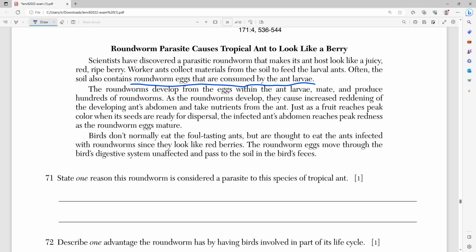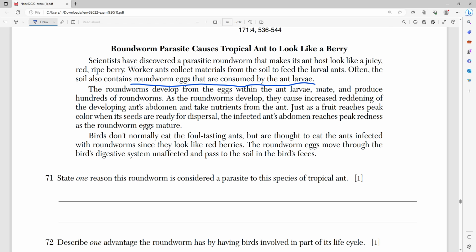The roundworms develop from the eggs and eat the ant larvae, mate, and produce hundreds of roundworms. As the roundworms develop, they cause an increased reddening of the developing ant's abdomen and take nutrients from the ants. Just as a fruit reaches peak color when its seeds are ready for dispersal, an infected ant's abdomen reaches peak redness as the roundworm matures. Birds don't normally eat the foul-tasting ants, but are thought to eat the ants infected with roundworms since they look like red berries.